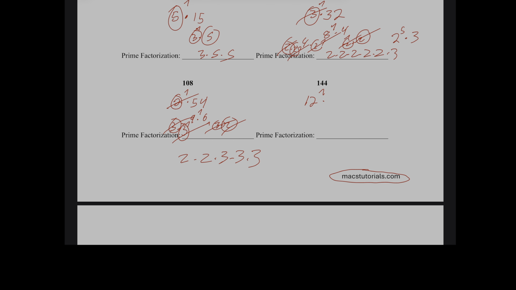144. Hopefully you see that as 12 times 12. This will become, let's go, 4 times 3, and 4 is 2 times 2. I know this 12 will be the same as this 12, so this is 2 times 2 times 3. That's not a shortcut, that's just reading what it says on the other side. Now, how many 2's do I have? 1, 2, 3, 4. I have 4 2's. And I have 2 3's. Or 2 to the 4th times 3 squared.